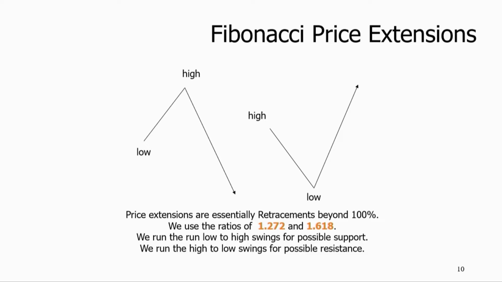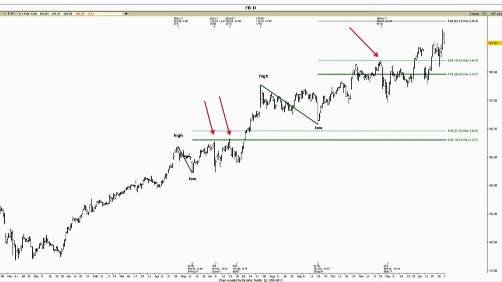Here they're essentially retracements beyond 100%. I use the ratios of 1.272 and 1.618. We run the low to high swings for possible support using those ratios, or the high to low swings extending up using those same ratios for possible resistance.